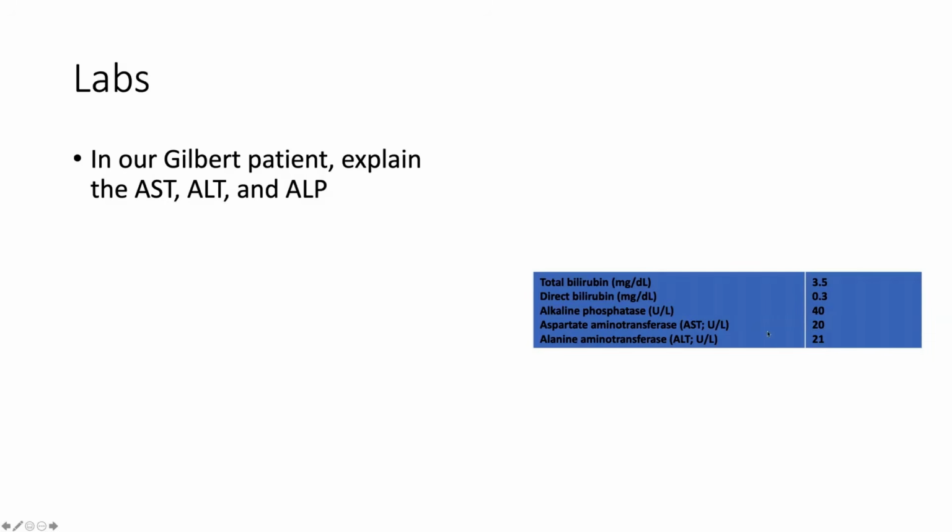So I loved your reasoning, right? You were like, it's a problem with conjugation, so you wouldn't expect the AST and the ALT to be elevated. That's great. But also remember that the alk phos wouldn't be elevated. You could use similar reasoning, but the reasoning that I think would be more precise is to say you don't have biliary obstruction, bone formation, or the placenta, so you don't have alk phos elevated.